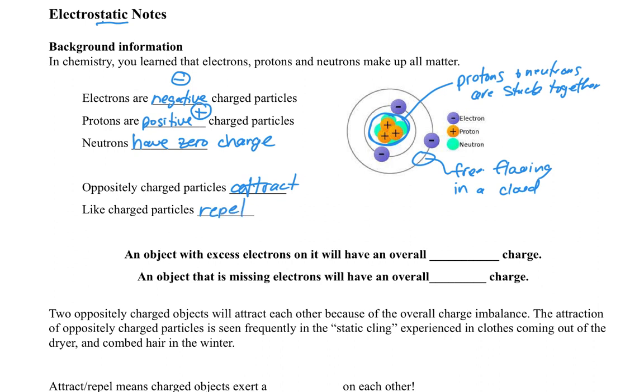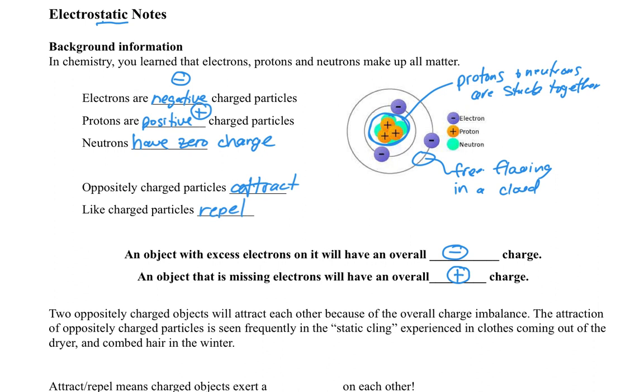So an object with excess electrons on it will have an overall negative charge. And an object that is missing electrons will have an overall positive charge. Now you might be wondering, can you have a positive charge if you have extra protons? That's not possible. And that's why we spoke up here about how the protons in the nucleus are stuck together. An atom can't lose a proton. If it does, it's no longer that type of atom.